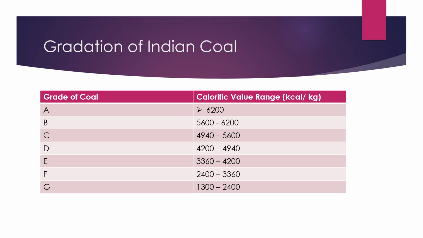Now, coming to the gradation of Indian coal, the coal grades are based on the calorific value of coal. The table shows the different grades of coal and their calorific values. From the table, we find that A grade coal has the highest calorific value and G grade coal has the lowest calorific value. Normally, we use D, E and F grade coals in the industry.